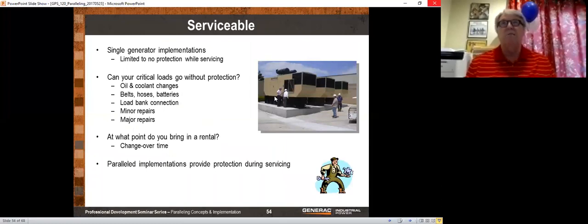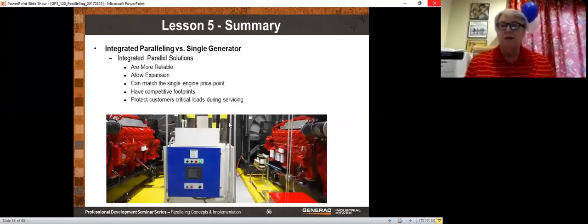Serviceability: again, we talked about the fact that an emergency generator is one that's important for life safety. You can maintain 1 generator at a time. You don't need to bring in a portable. It's much easier to service, and you maintain your power supply while you're doing that service.